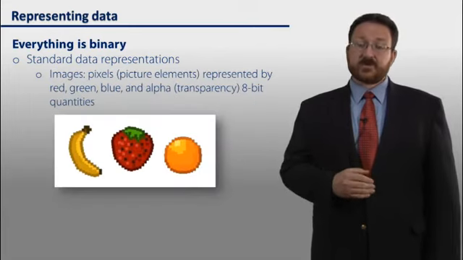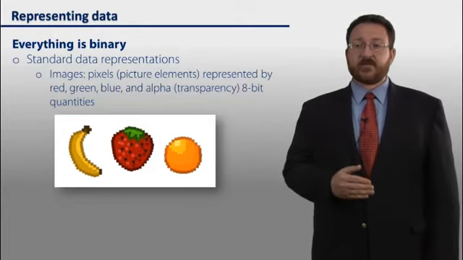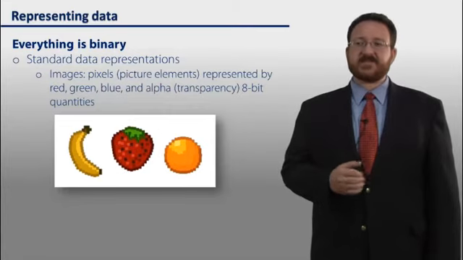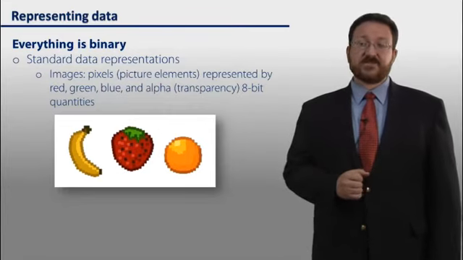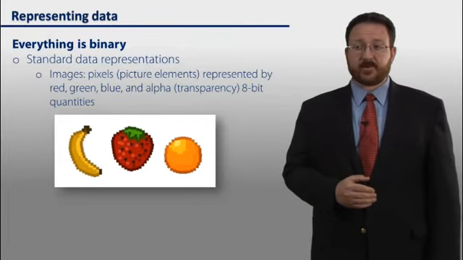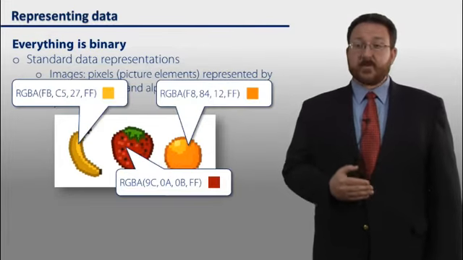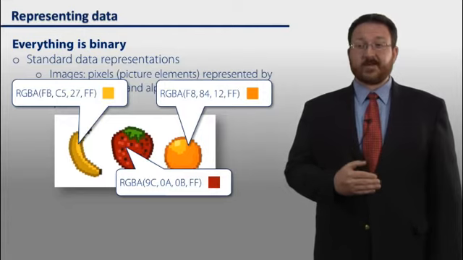Pictures then. Pictures are represented by components of colors: red, green, blue, and alpha. Alpha is the transparency layer. Each of these is represented by an 8-bit quantity, and so what we get is a 32-bit number. The 32-bit number represents a color by mixing red, green, blue, and alpha.